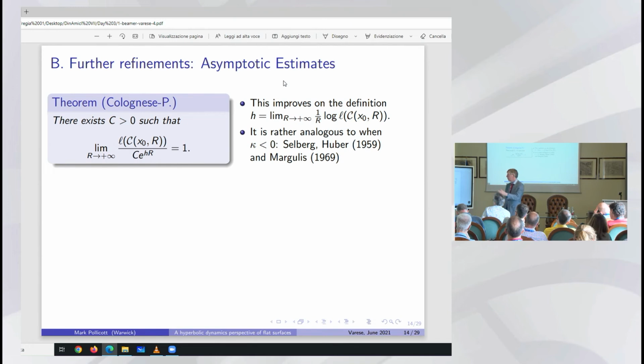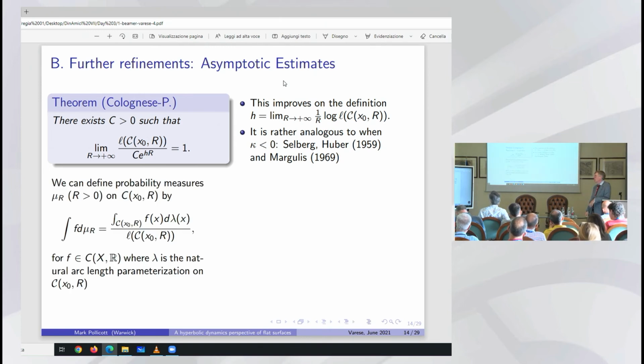It's analogous to what happens in negative curvature. In negative curvature, we defined the entropy in a certain way, but in fact there are results that prove it's asymptotic, as was proved by Selberg in the case of constant curvature, written up by Huber in 1959, and by Margulis in his thesis in 1969. That's all in negative curvature, but the same results are possible here if we interpret entropy in this particular way. So that's one result. It's an extension of these kinds of asymptotic results.